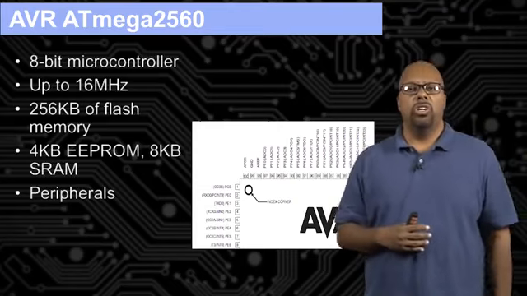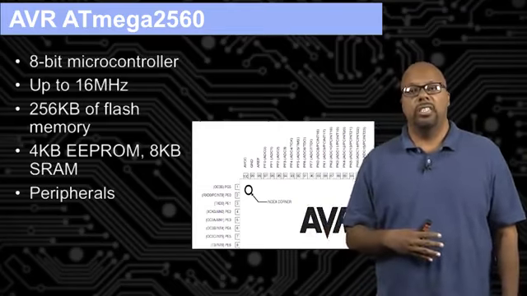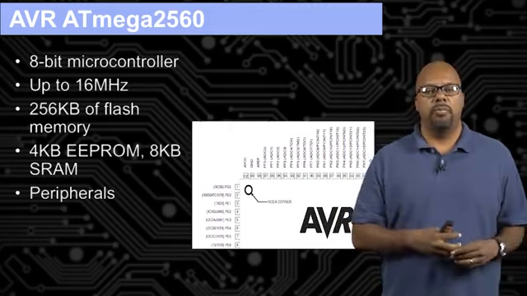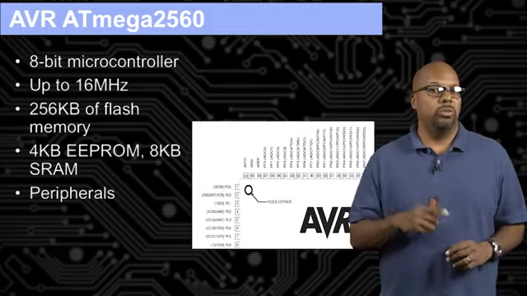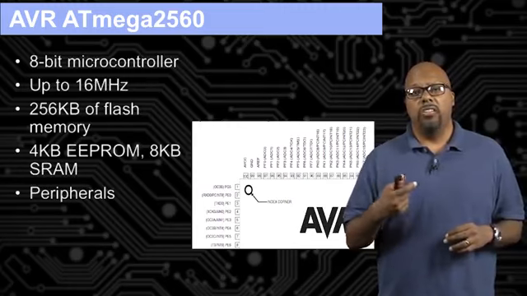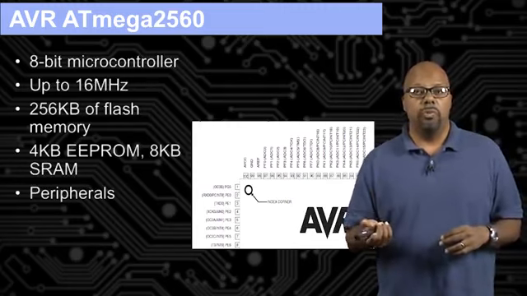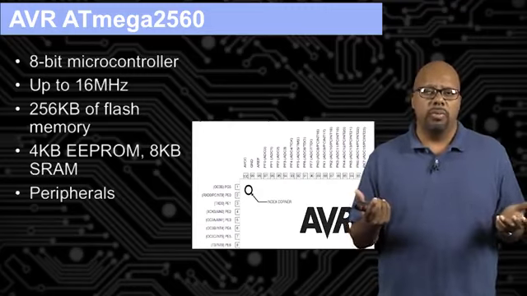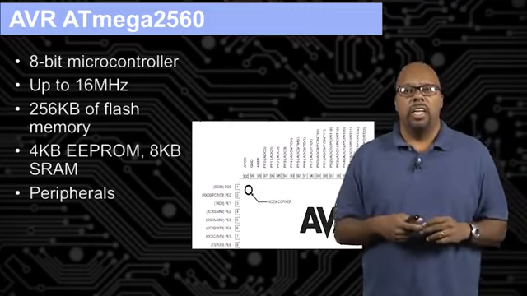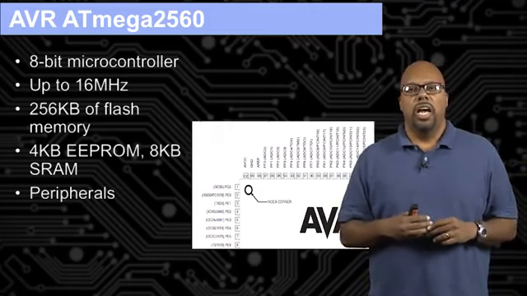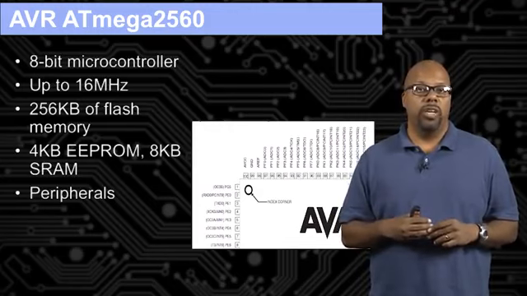8-bit microcontroller, up to 16 megahertz, that's the clock frequency. 256 kilobytes of flash memory, so that tells you something about the type of memory in there. Flash memory, as you may know, is a type of non-volatile memory. So after you lose power, when you regain power, the memory is still there. You see this in thumb drives. Thumb drives are basically flash memory. EEPROM is also another type of non-volatile memory, similar to flash. SRAM is your regular random access memory.